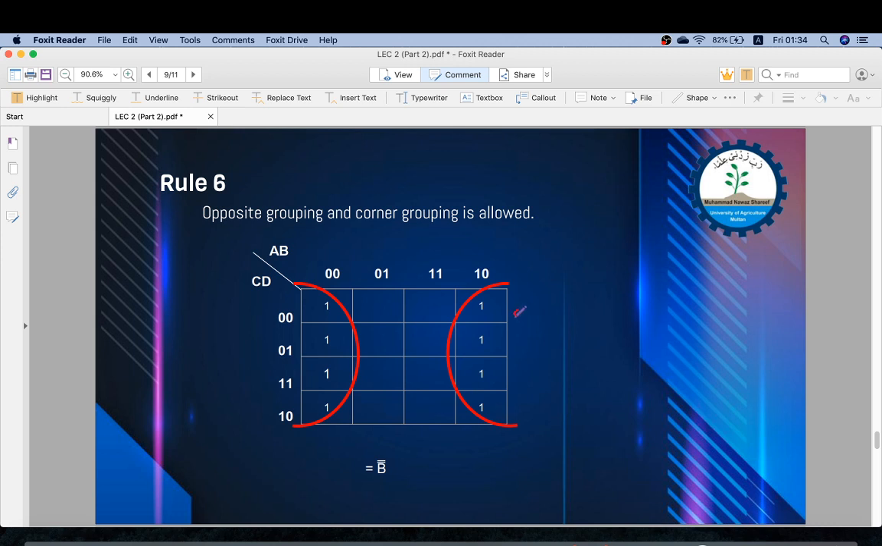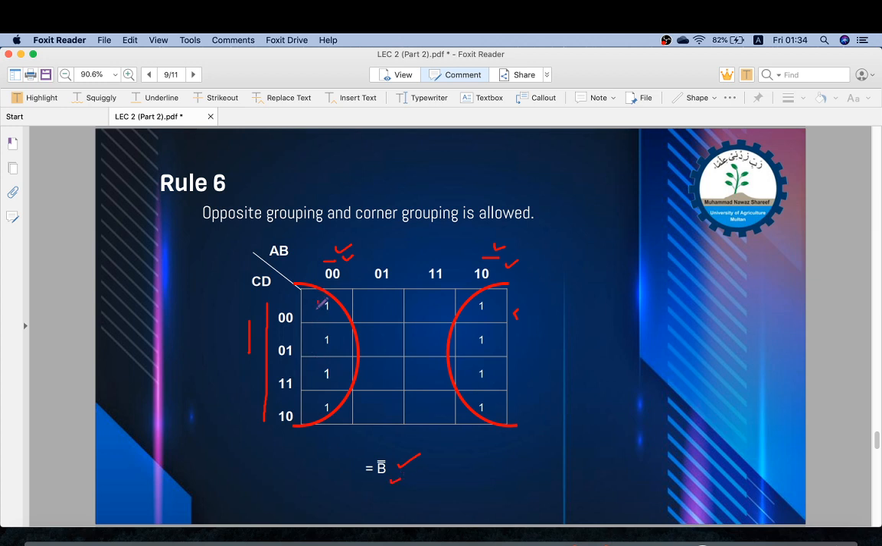So as I told you, these are virtually connected with each other. So we'll make the equation from this. We'll take this and we'll take this. So automatically C and D are eliminated. Why? Because 0 0 1 0 for C, it's not common. 0 1 1 0 for D, it's also not common. What about here? A is 0 1, it's eliminated. What about B? 0 0. So the only equation is B complement. See, by using opposite grouping or corner grouping, the equation is very simple, only B complement.